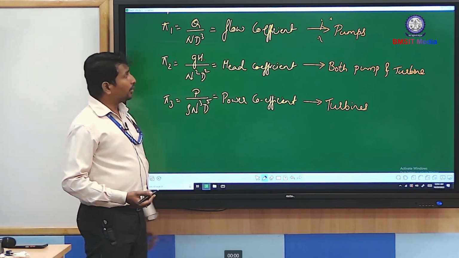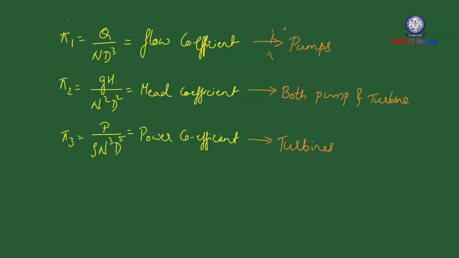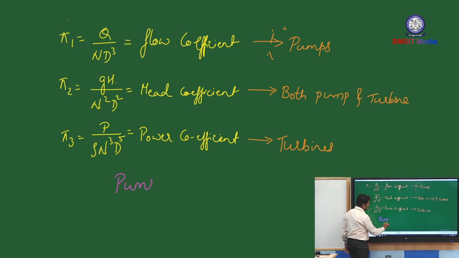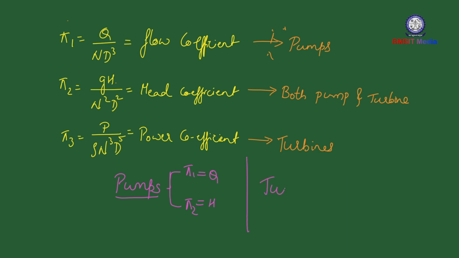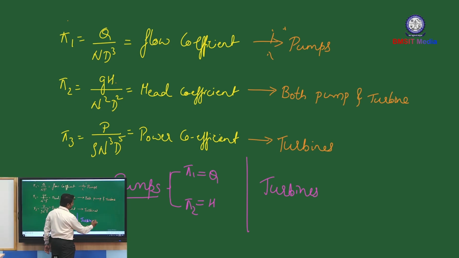So it is very important to note that for any problem based on pumps, we are going to use two coefficients, that is pi 1 and pi 2, because in pi 1 we concentrate on Q, and in pi 2 we talk about H. These two are very important for pumps. Similarly, for turbine problems, we use two pi terms, pi 3 and pi 2, where pi 3 concentrates only on the power and pi 2 only on the H.